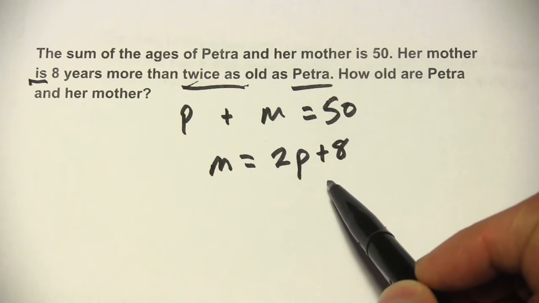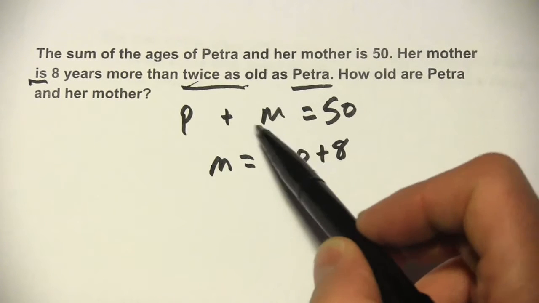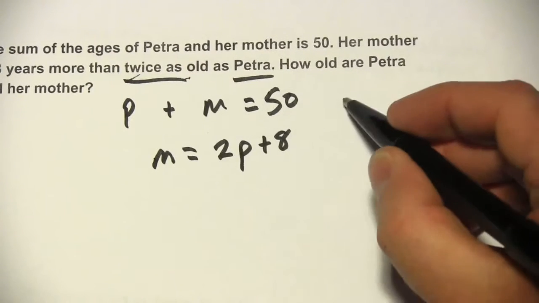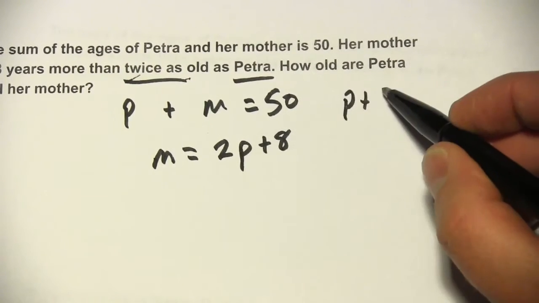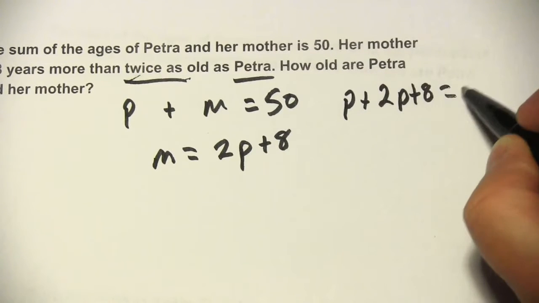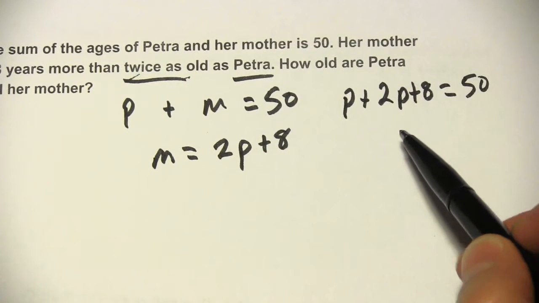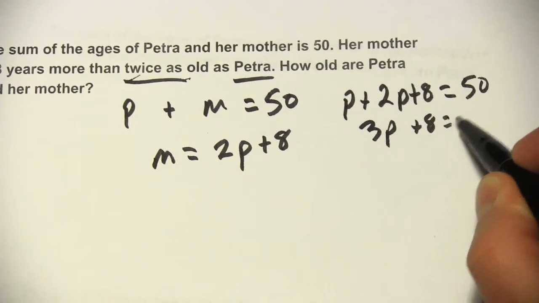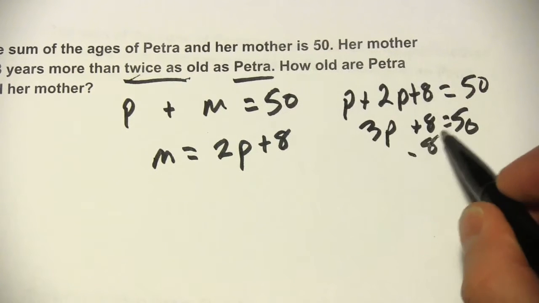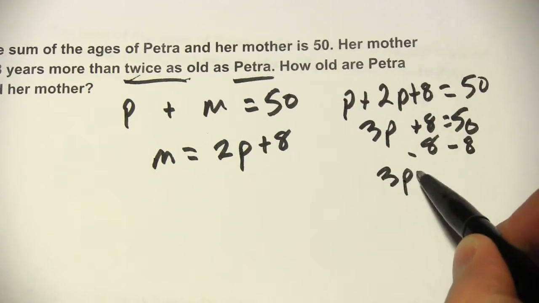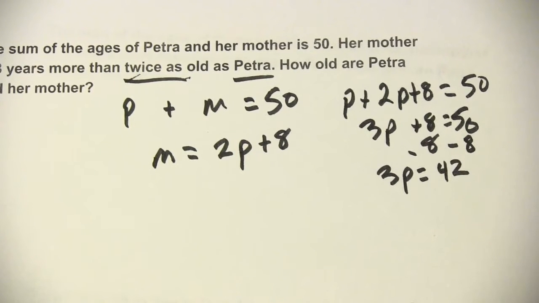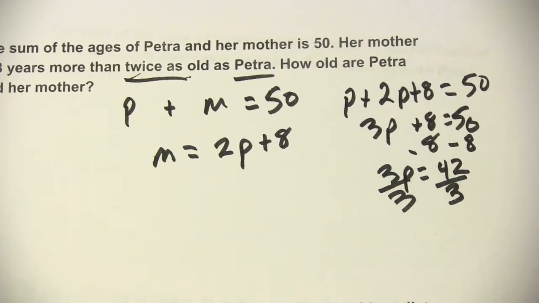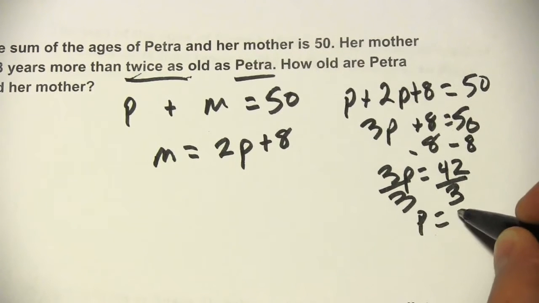We already have M solved for: 2p plus 8. So I could put 2p plus 8 up here in place of M. Let's try that. So this top equation would be rewritten as p plus, and then instead of M, 2p plus 8 equals 50. Combine the like terms here. P plus 2p is 3p plus 8 equals 50. And then we'll subtract 8 from both sides. We get 3p equals 42. And we'll divide both sides by 3. And I think we're going to get p equals 14.